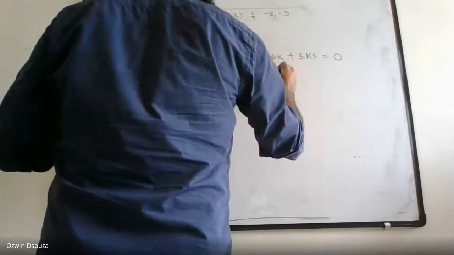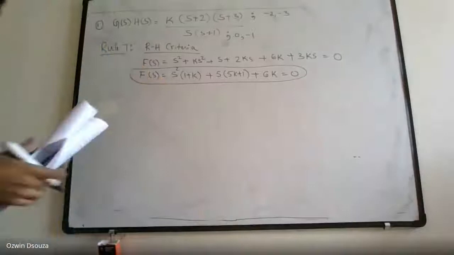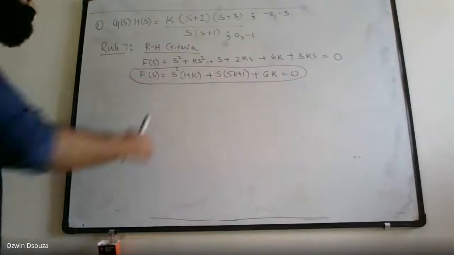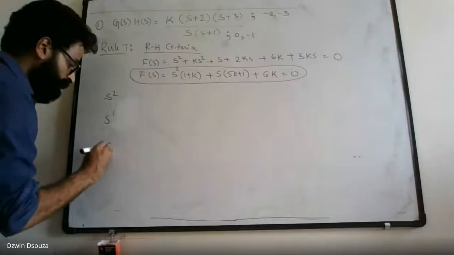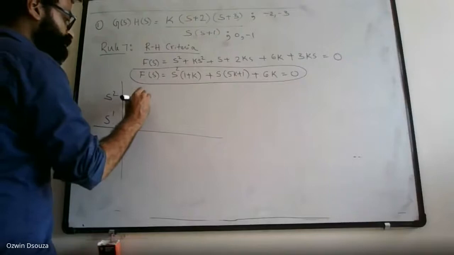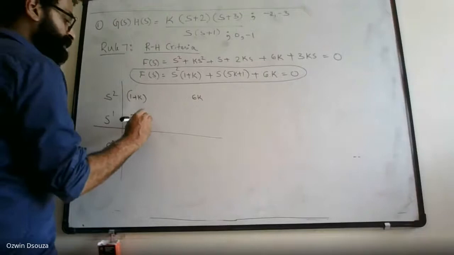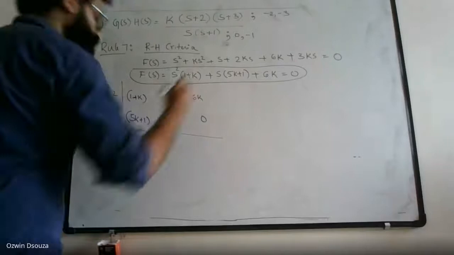So this is your characteristic equation kept in the RH criteria requirement, in terms of descending powers of s. Once you have it, you can create the RH table: s square, s1, s to the power 0. Start writing the coefficients from the highest power of s: 1 plus k and 6k, then the missing term 5k plus 1 and 0. The coefficient of s to the power 0 will be 6k.